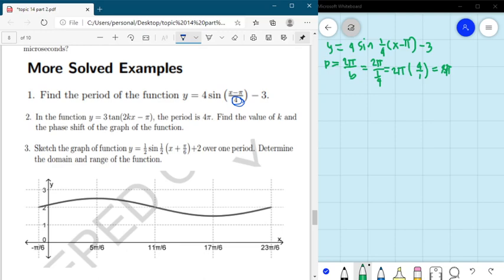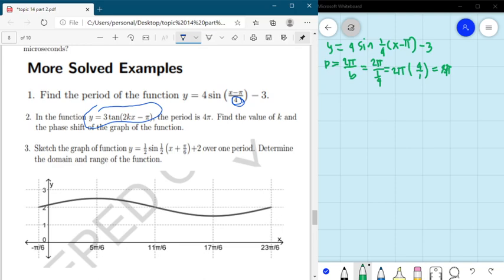Any questions? So let us now proceed to number 2. In number 2, we have the function y equals 3 tangent of (2kx minus pi). The period is 4 pi, and we are to find the value of k and the phase shift of the graph of the function. So the given here is y equals 3 tangent of 2kx minus pi.